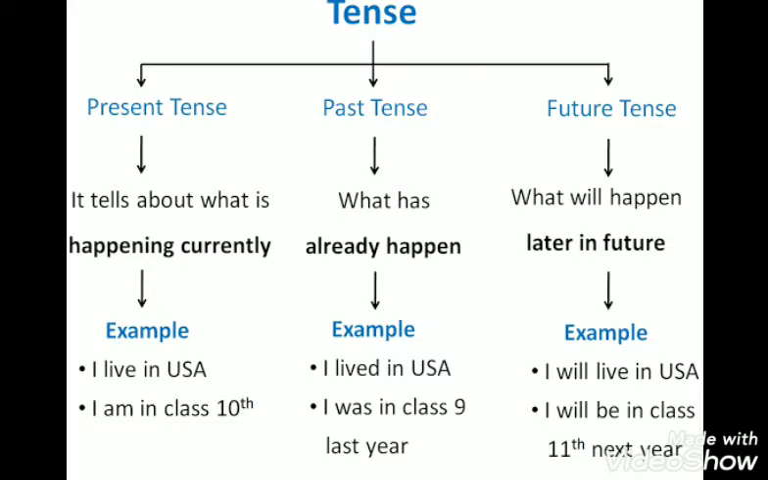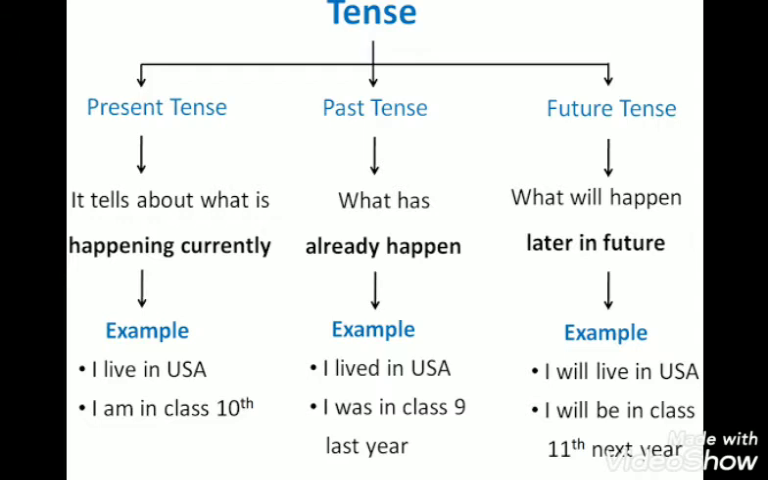Okay. Next, past simple tense talks about what has already happened. Any action that has already happened in the past is known as past simple tense. For example, I lived in USA, I was in class 9 last year. So these are past events. That's why it is called past simple tense.